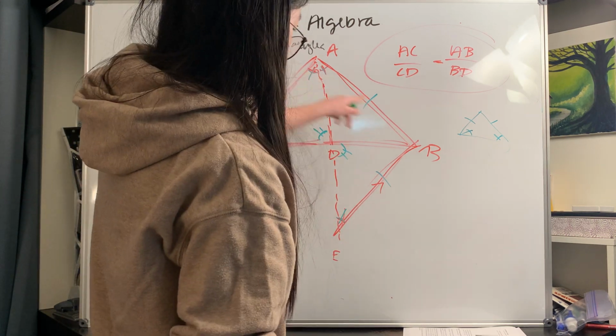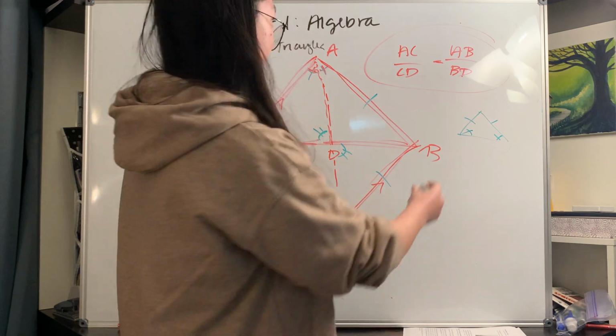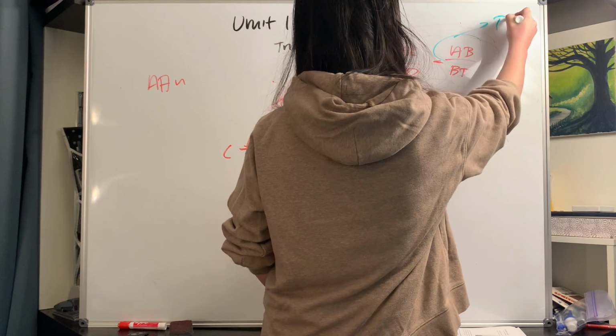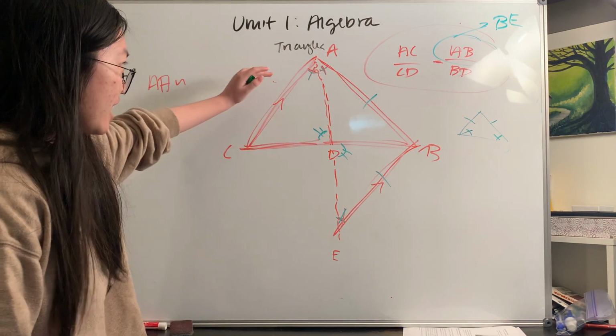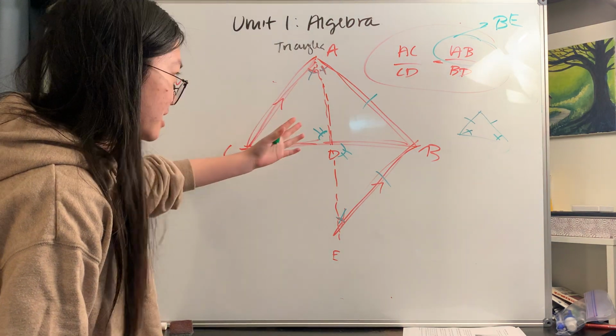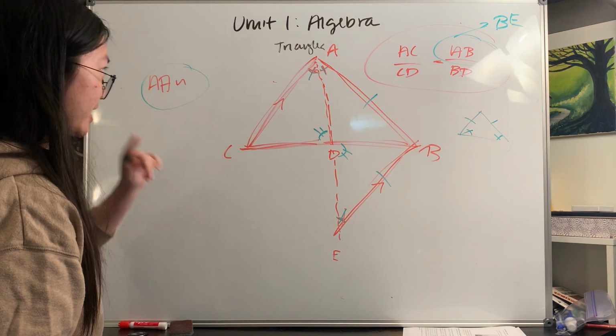And you'll note that AB is equal to BE. The reason why I mentioned that is because I'm going to make a note here that you can also replace AB with BE. Okay, moving forward. Now you have two similar triangles here using AA, angle-angle similarity.